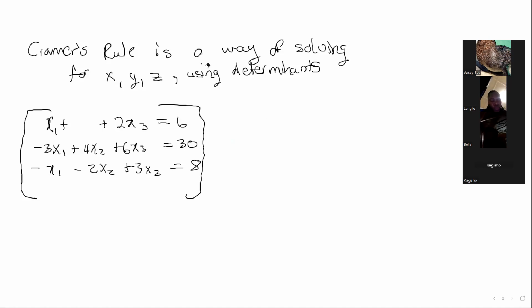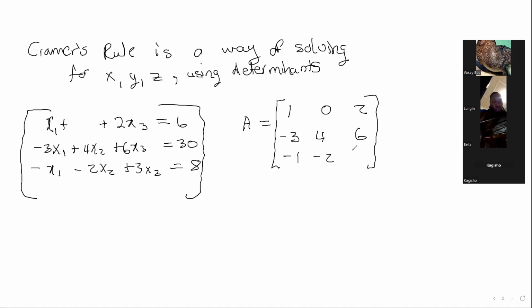You need 4 matrices. The first one, we're going to call it A, being the matrix made by the coefficients. This 6 is not a coefficient because a coefficient is a number that comes before a letter. So here it will be A: 1, 0, 2, minus 3, 4, 6, minus 1, minus 2, and then 3.